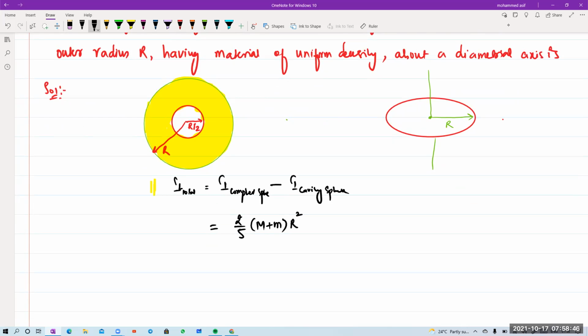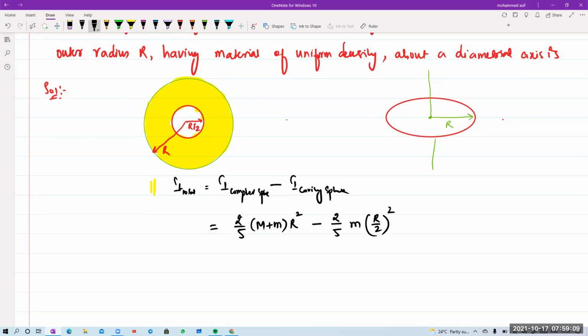When you are removing a certain part, like for example if I'm removing small m, that means initially it should have been capital M plus small m. That is the reason. Minus this will be equal to the removed part. That means the solid part is removed. So that will be equal to 2 by 5 into small m, and the radius of this one is nothing but R by 2 whole square.